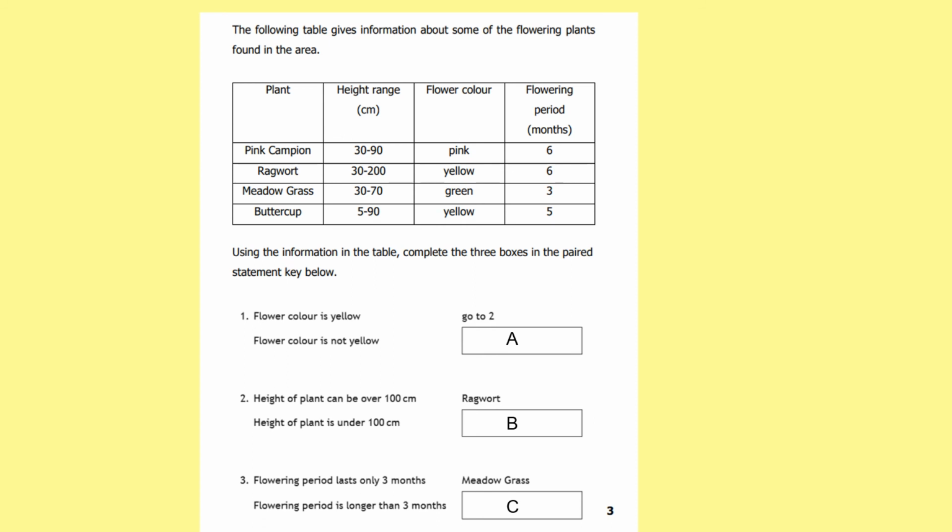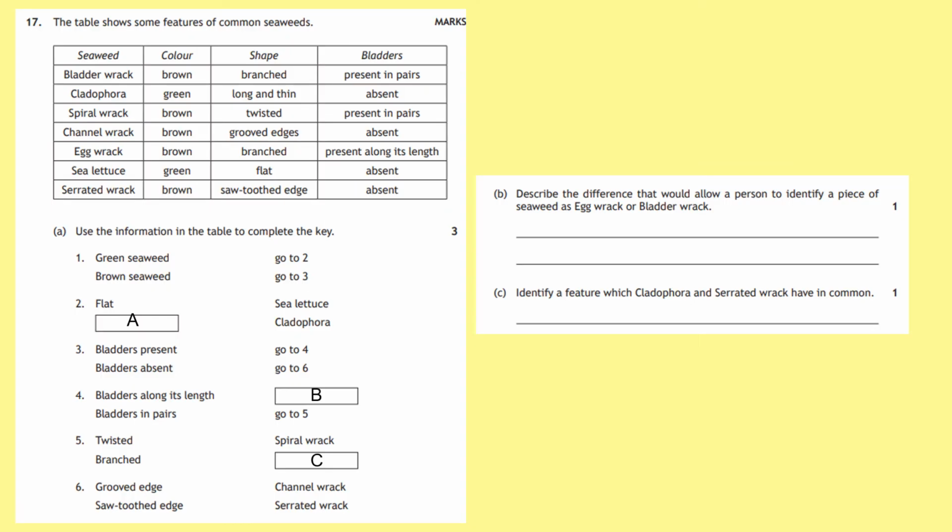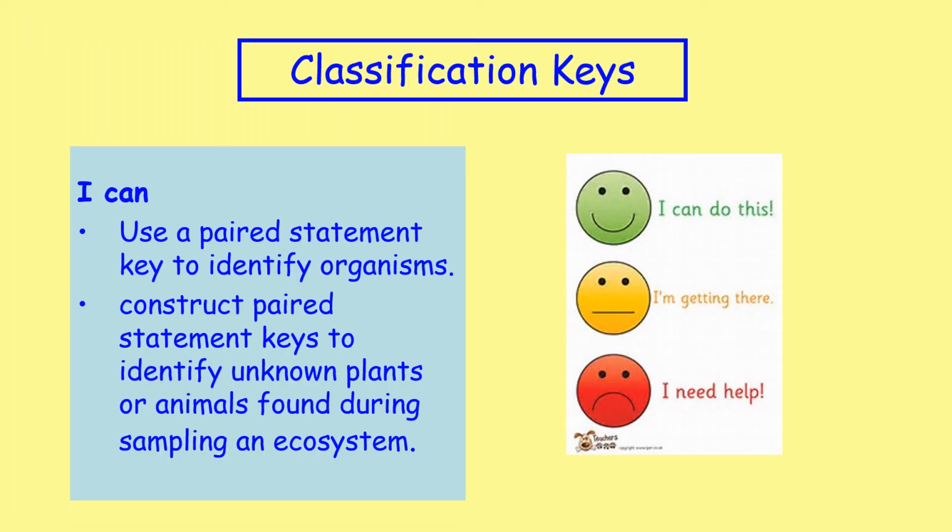A lot of the questions are like this, where rather than actually building a whole paired statement key, you're asked to fill in the missing bits. So using the information in the table, try and figure out what should have been in the key A, B and C. And there's 2 examples of that on your Google form. So have a go at that.